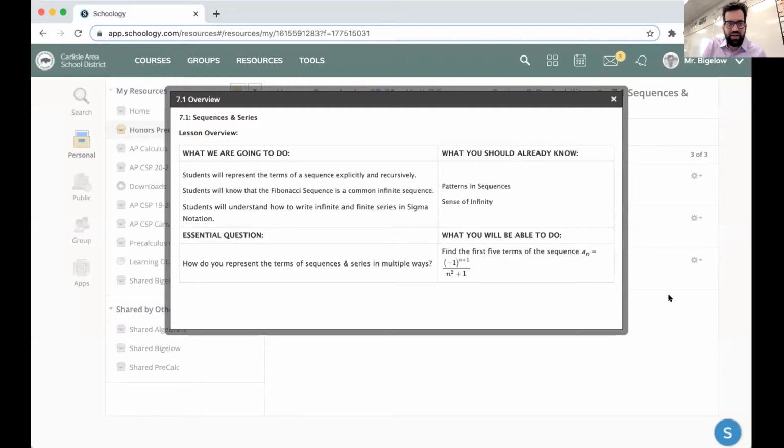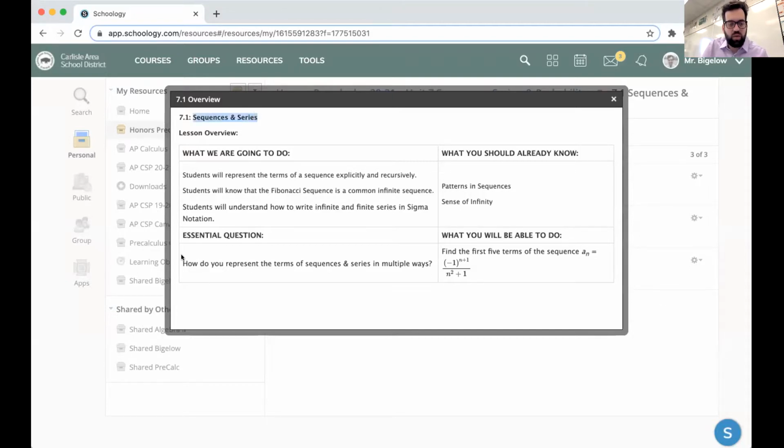Hey, Honors Pre-Calc. Today we are officially starting lesson 7.1. That means we're starting unit 7. We're leaving trig functions behind, at least for now, and we're going to take a look at our unit on probability, sequences, and series. So 7.1 is officially titled Sequences and Series.